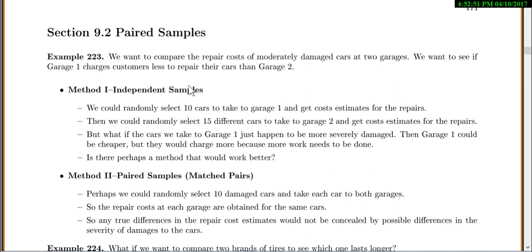We could take independent samples. And what this is, we just randomly select 10 cars to take to garage 1 and get cost estimates for those repairs. And then we'll take 15 different cars to garage 2, get cost estimates for those repairs.